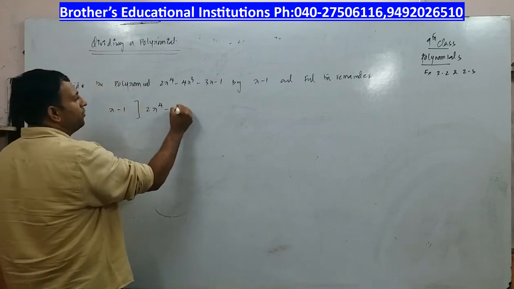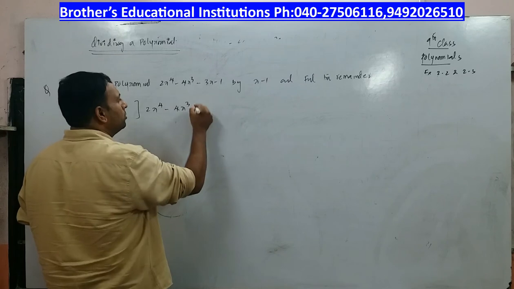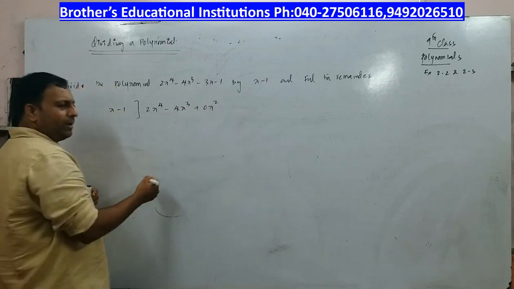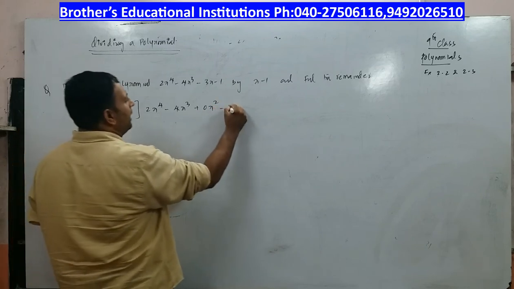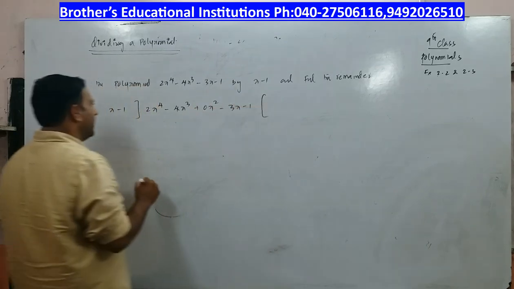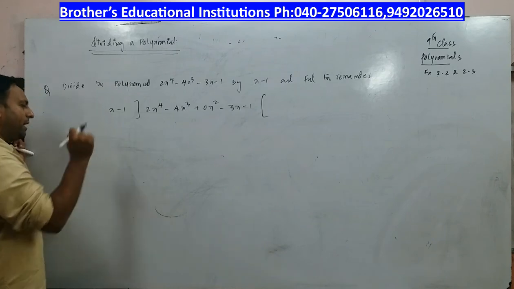Listen, so it is 2x power 4 minus 4x cube, and power 2 I will write as 0 x square. This is the way you write it. Any missing term you write as coefficient 0. Minus 3x minus 1. I close the bracket. Now, how do you divide? Pay attention to it.